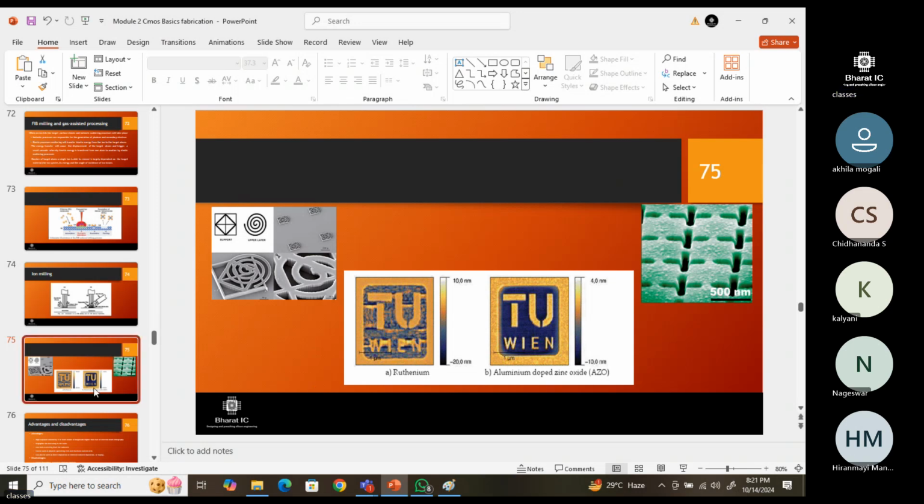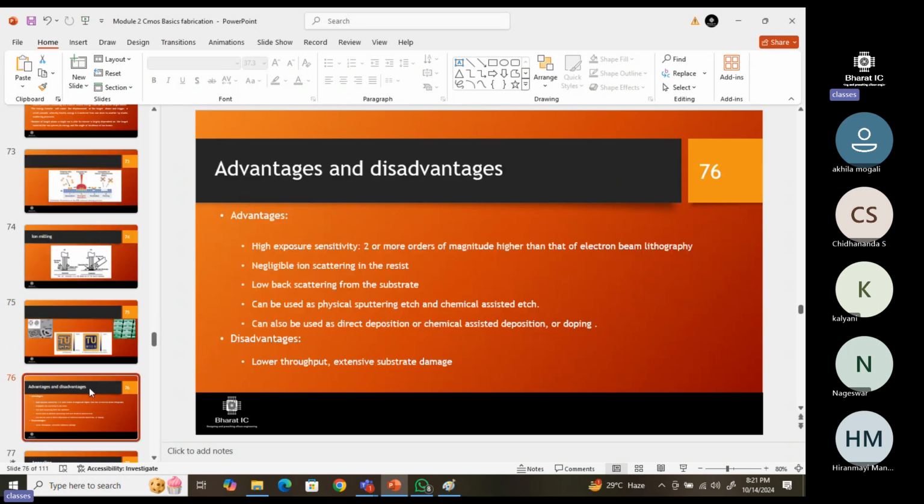Now come the advantages and the disadvantages. Advantages: higher exposure sensitivity, two or more orders of magnitude higher than that of electron beam lithography. Ion beam lithography has two or more orders of magnitude higher sensitivity than electron beam lithography. In the comparison, you can just say higher exposure sensitivity than electron beam lithography.